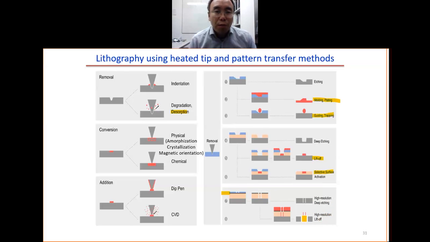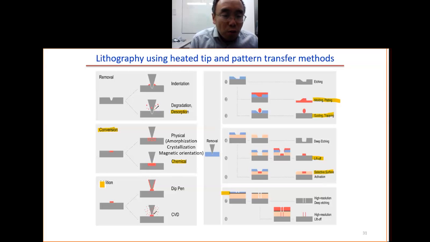This is the material removal. In addition to the removal, we can also do the conversion. So in the conversion process, we can do the physical conversion. For example, we can make this part from crystal to the amorphous, or from amorphous to the crystal, or we can also change the magnetic orientation. We can also modify the chemical property of the surface.